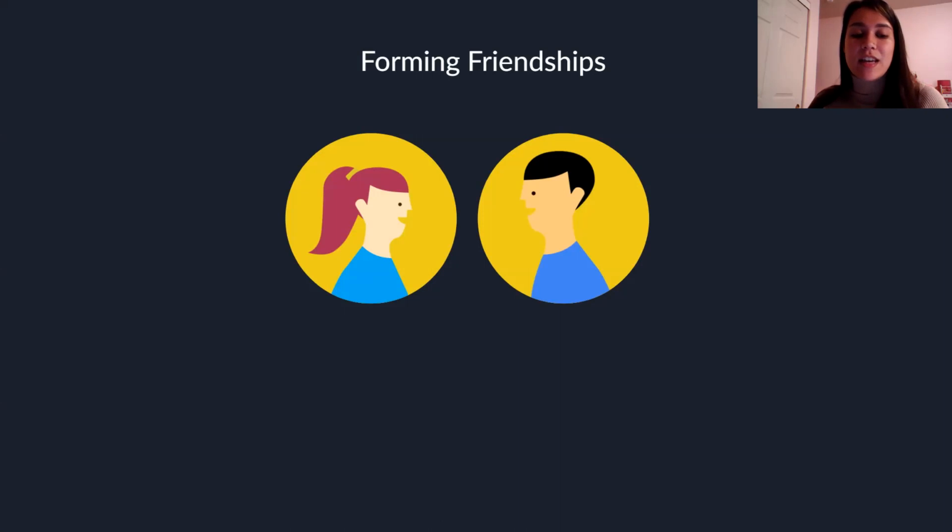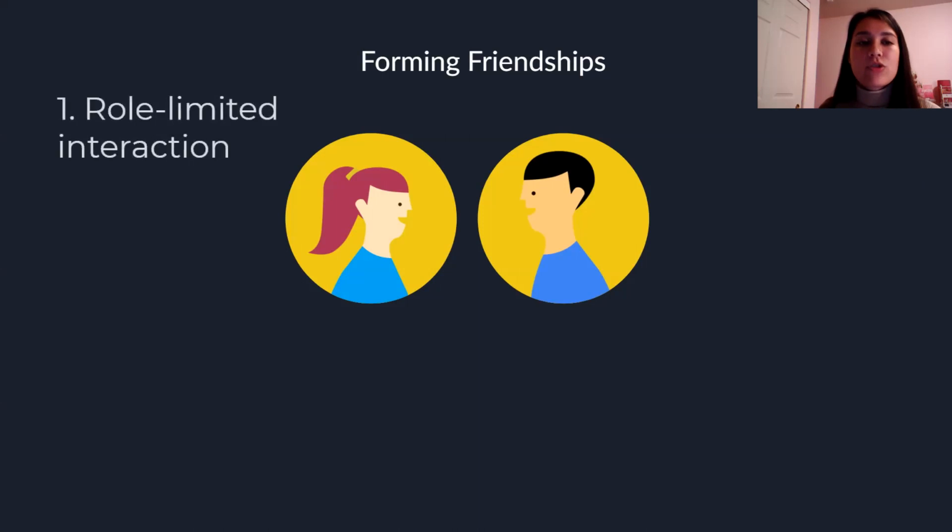So I wanted us to take a look at the 6-stage model of friendship created by researcher W.K. Rawlins, and to see the development of friendships. In the first stage, we have role-limited interaction, and this is meeting for the first time. So we don't know if there's going to be a relationship evolving out of this, and so we are polite and initial conversations are kept basic.